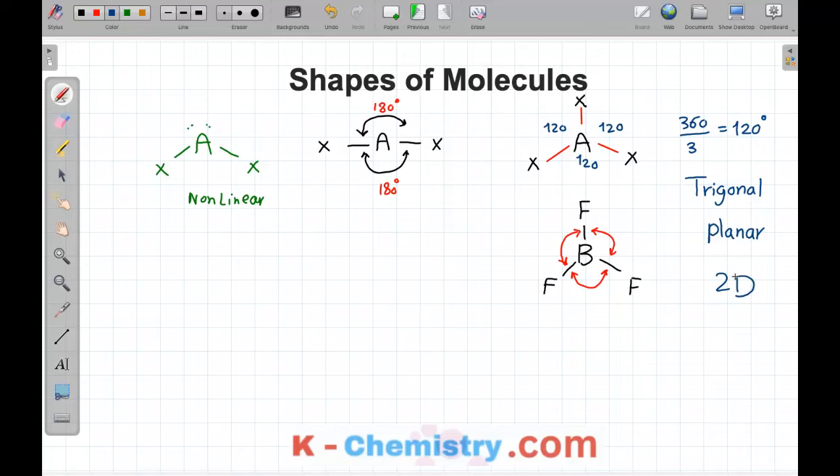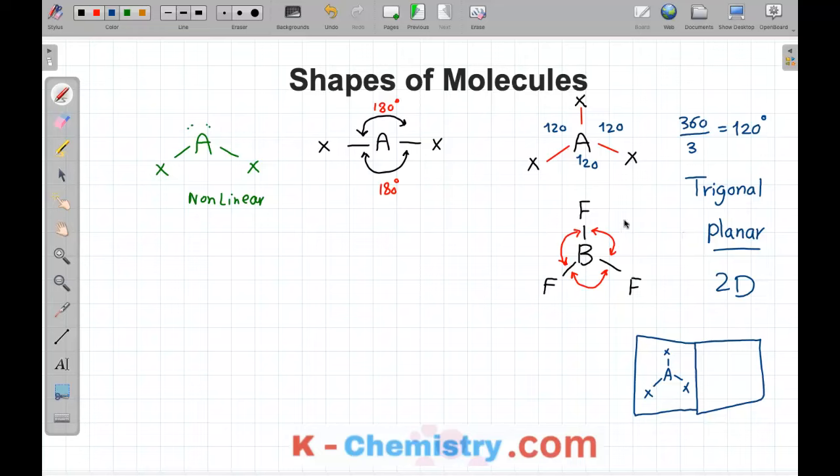Please take care because some books and some websites put marks showing that this is a 3D shape. It is a 2D shape because these are all on the same plane. That's why it's called planar. If you want to draw this on a piece of paper, you will draw it like that. Nothing is going to stick out or in, so the paper is enough to draw it because it's a 2D shape. The angle is 120 and the shape is trigonal planar.